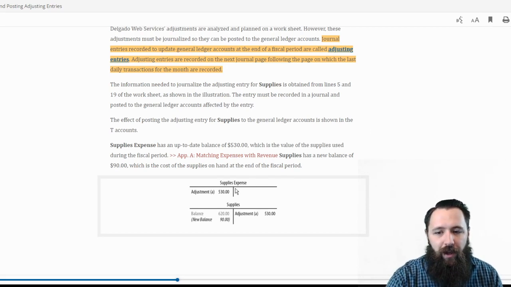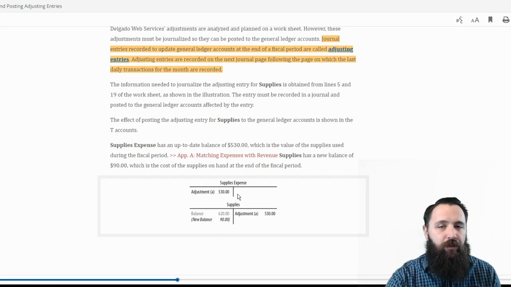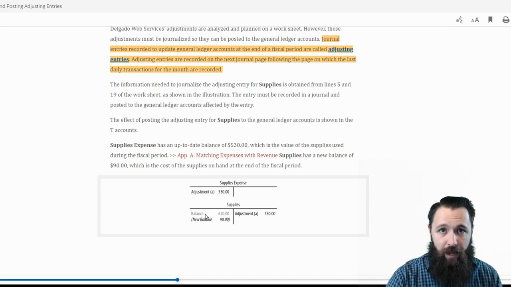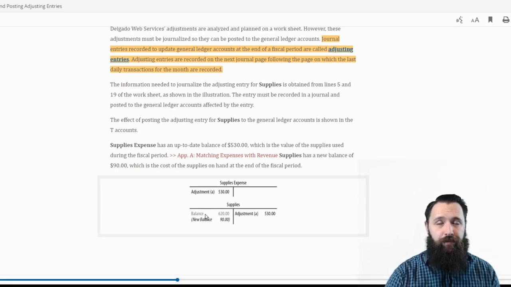So if we look at supplies expense, we didn't have a previous balance for supplies expense, so our adjustment becomes our new balance of $530. It's a debit. Remember, expenses have a normal debit balance. There we go. Supplies, though, had a beginning balance of $620, because that's what we had at the beginning of the month.